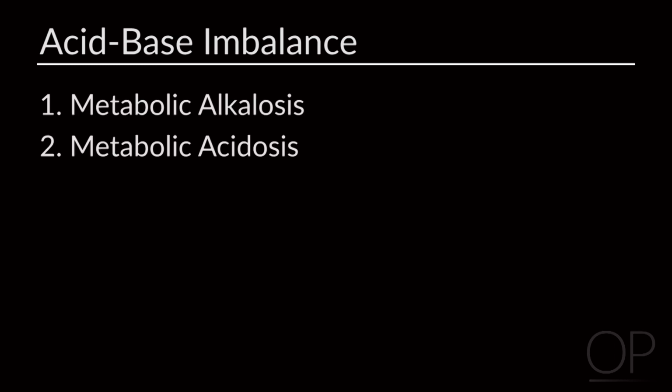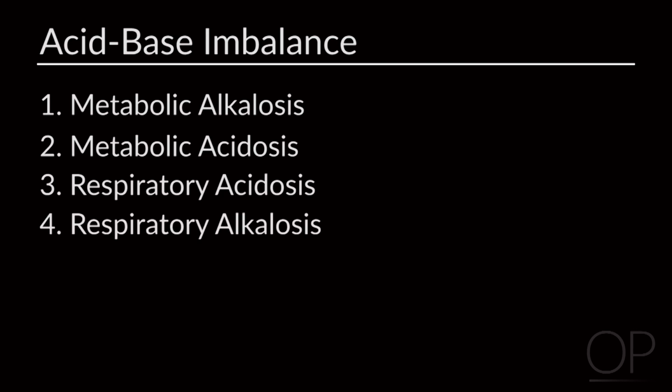As part of this discussion, I'm going to be discussing the four conditions: metabolic alkalosis, metabolic acidosis, respiratory acidosis, and respiratory alkalosis. And at the end of the discussion, we're going to have 4 case studies with questions to each case study for you to answer.